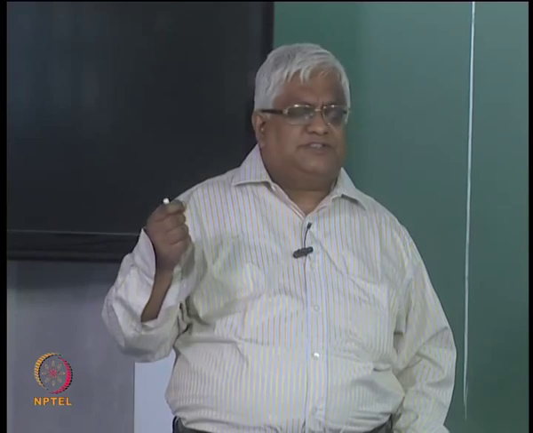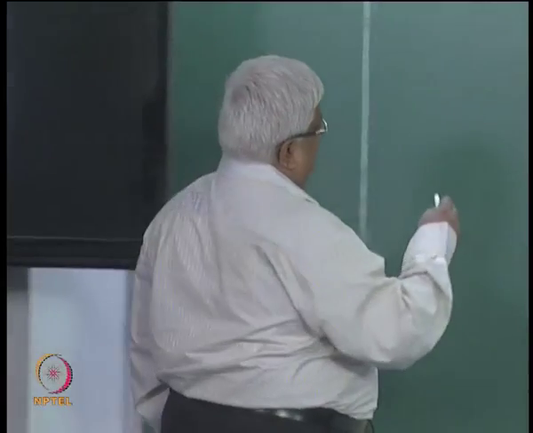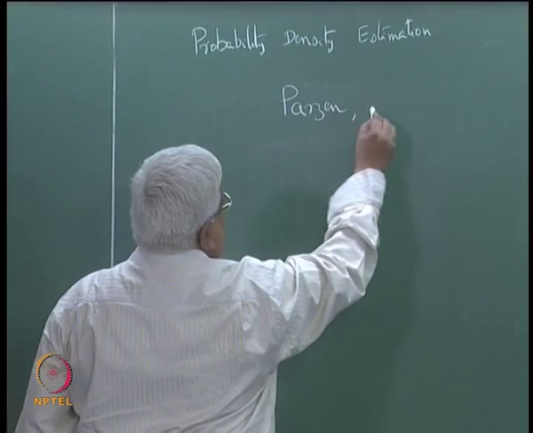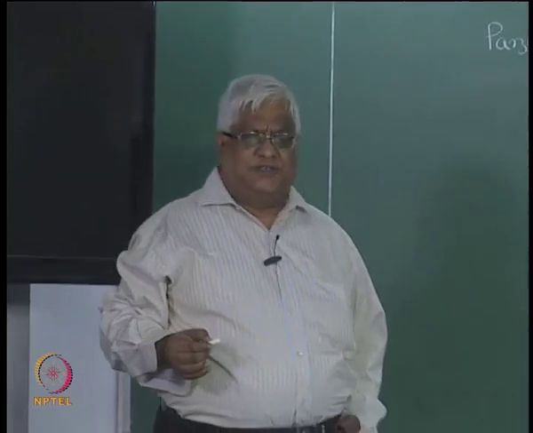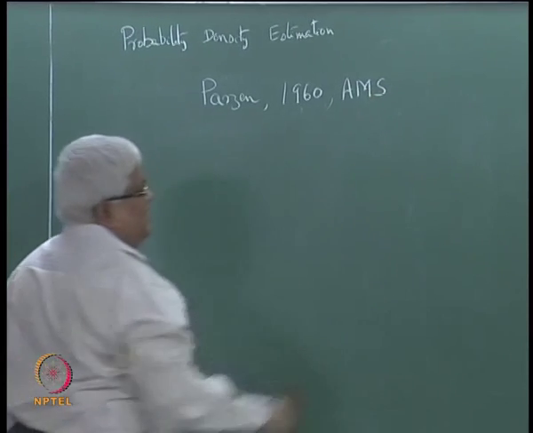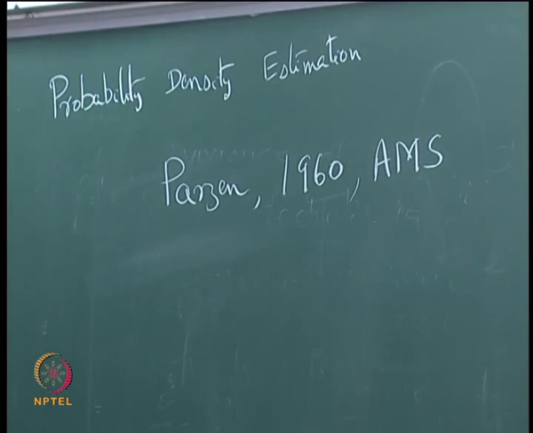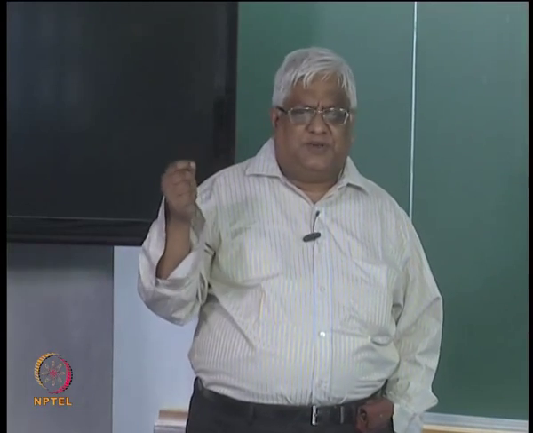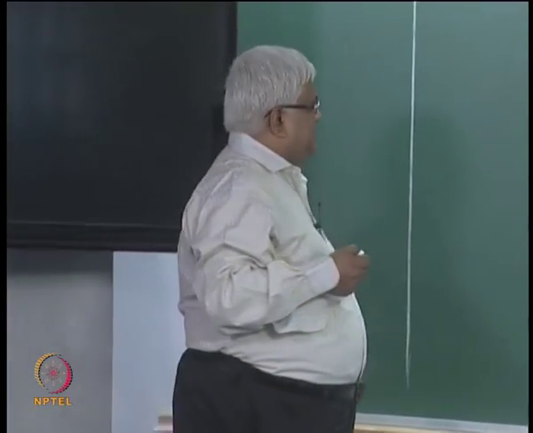One of the first works on this was done by someone named Parzen, in the year 1960, and the paper was published in AMS, the Annals of Mathematical Statistics. This is usually known as Parzen density estimation. Now, let me explain this to you.